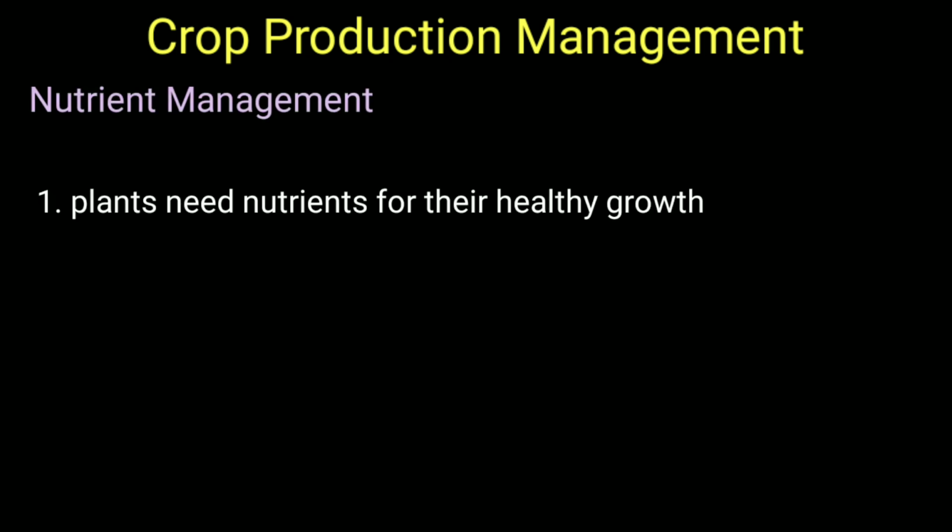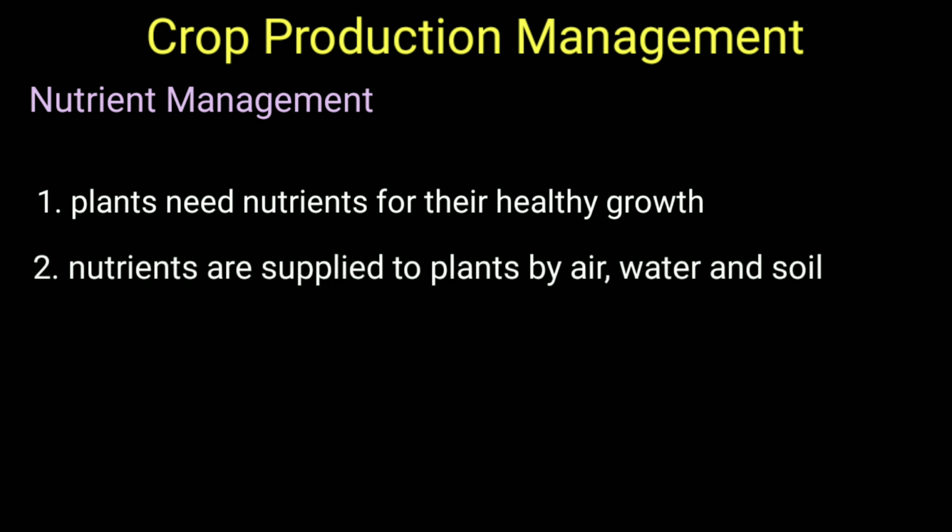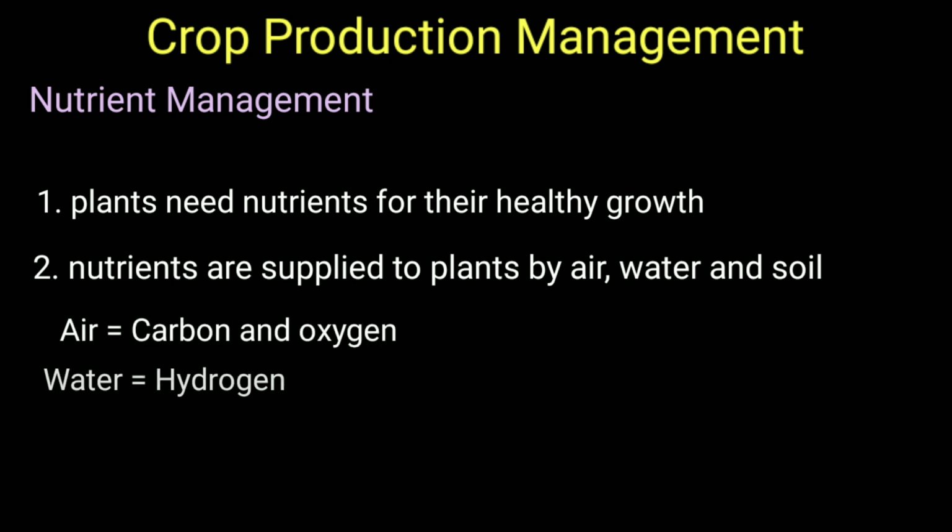So now let's talk about nutrient management. As we all know, plants need nutrients for their healthy growth. Nutrients are supplied to plants by air, water, and soil. Air supplies carbon and oxygen. Water supplies hydrogen, and 13 other nutrients are supplied by the soil.